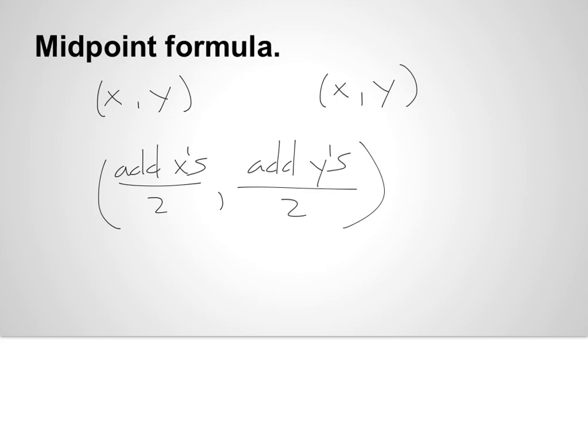So big issue here, sometimes students want to add everything together, but there's 2 numbers, it's an ordered pair for the midpoint.